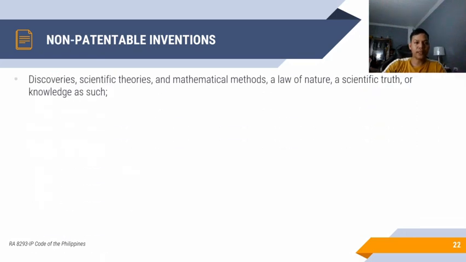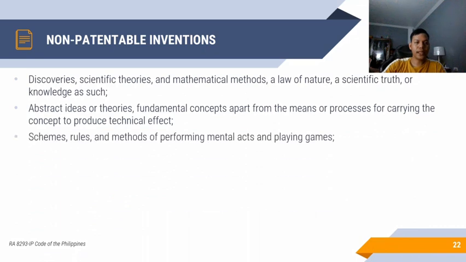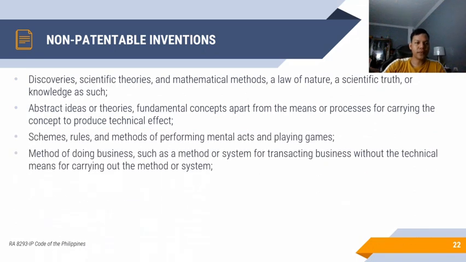We also have non-patentable inventions. What are the examples of non-patentable inventions? Discoveries, scientific theories, mathematical methods, a law of nature, scientific truth, or knowledge as such. Abstract ideas or theories, fundamental concepts, apart from means or processes for carrying the concept to produce a technical effect. Schemes, rules, methods of performing mental acts and playing games. Methods of doing business, such as a method or system for transacting business without the technical means for carrying out the method or system. And also programs for computers.